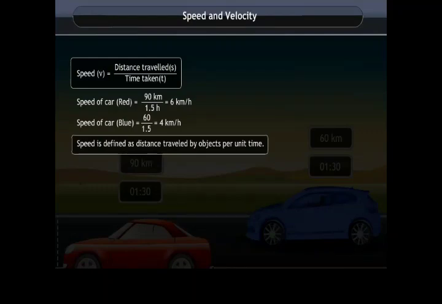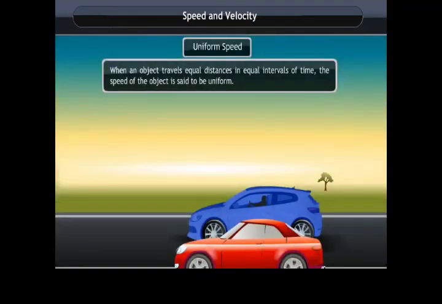It is a scalar quantity. The SI unit of speed is meter per second, but speed is usually measured in kilometer per hour. Miles per hour is known as knots. When an object travels equal distances in equal intervals of time, the speed of the object is said to be uniform, as shown here by cars in motion.